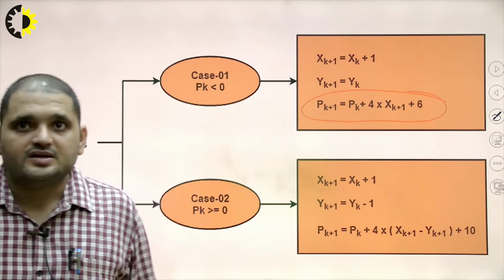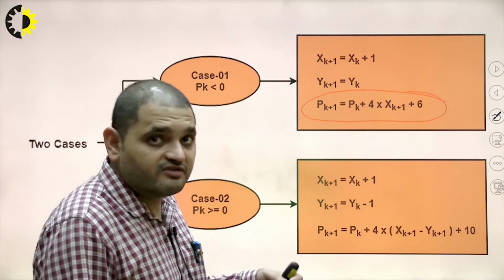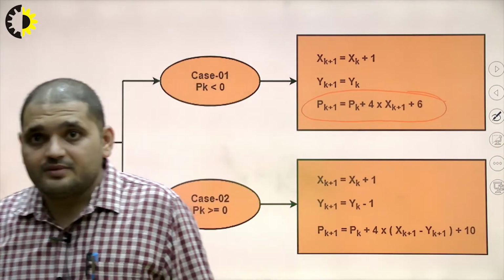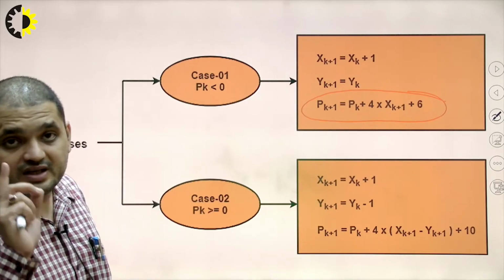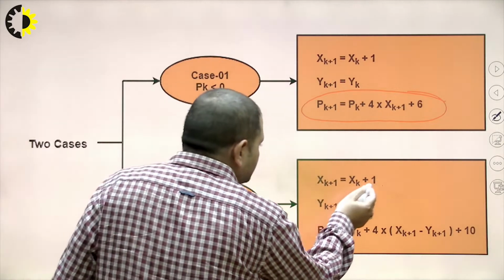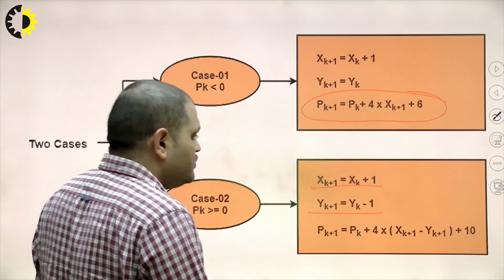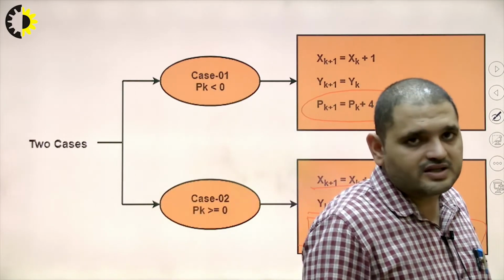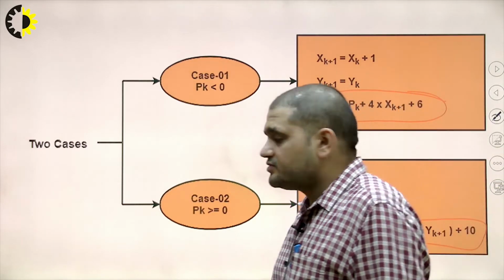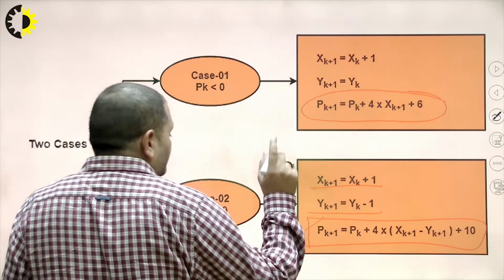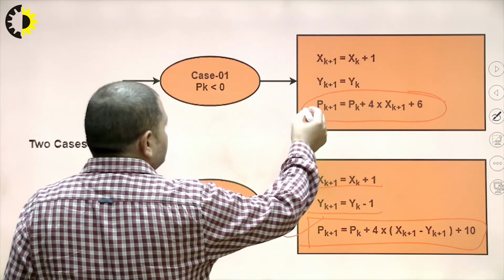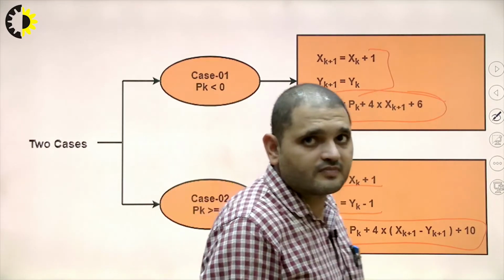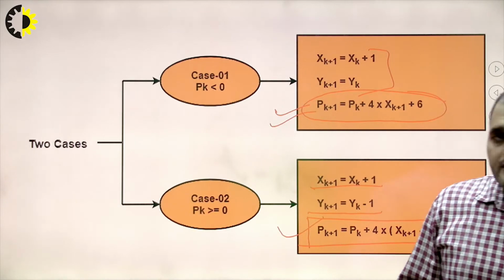Okay. This will be the new value of the decision parameter if pk is less than 0. If pk is greater than or equal to 0, then in that scenario we will increment 1 in x and decrement 1 in y, and the new value of pk plus 1 will be equal to pk plus 4 xk plus 1 minus yk plus 1 plus 10. So this will be the equation for the new pk if pk is greater than or equal to 0, and if pk is less than 0, this will be the new equation, and the next points will be this. Okay. Just remember these points.